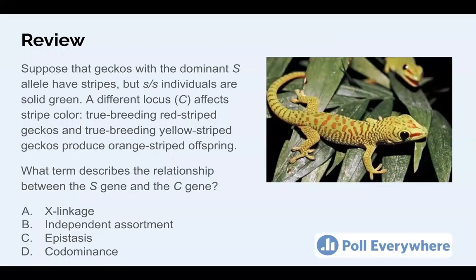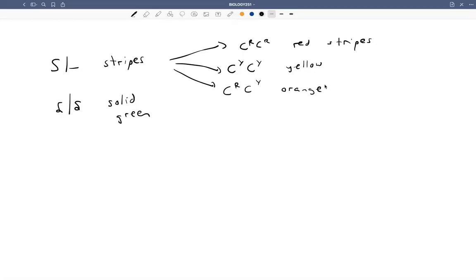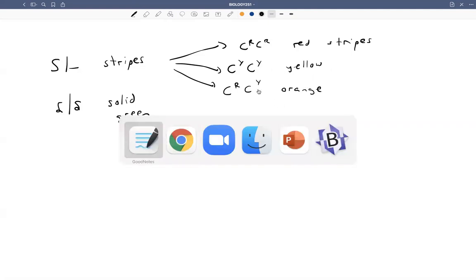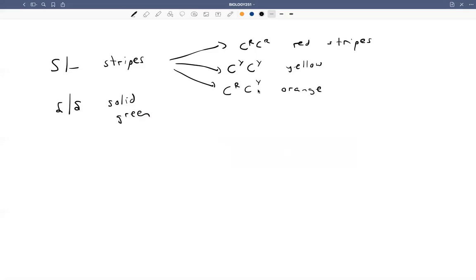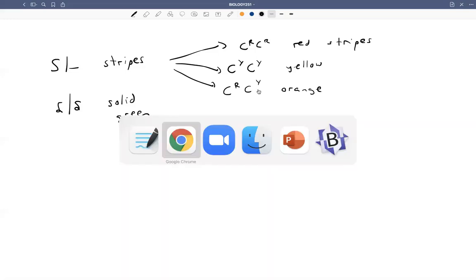So the relationship between the S gene and the C gene, we see another one of these gatekeeper relationships. So the S gene has to be at least one dominant allele for S before we can see any of the stripe phenotype. I don't know if that was clear in the question, but that's what I intended here. So this is a case of epistasis.